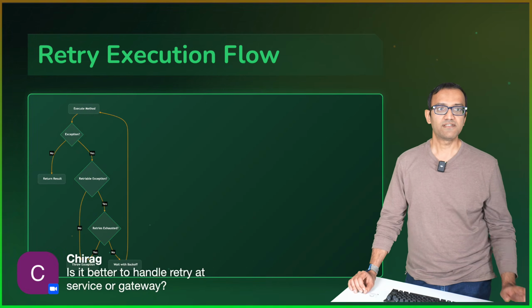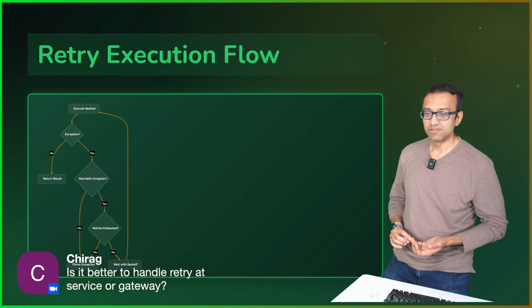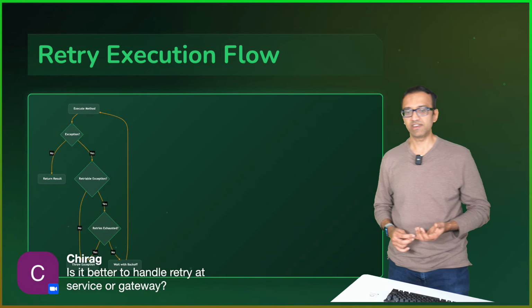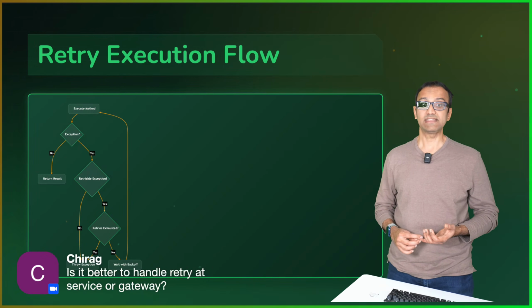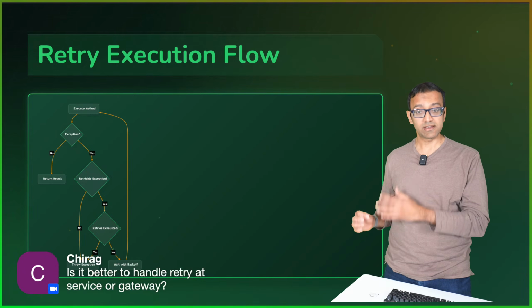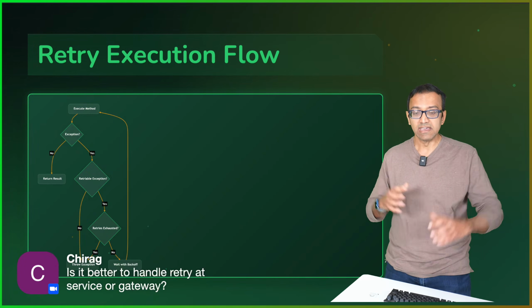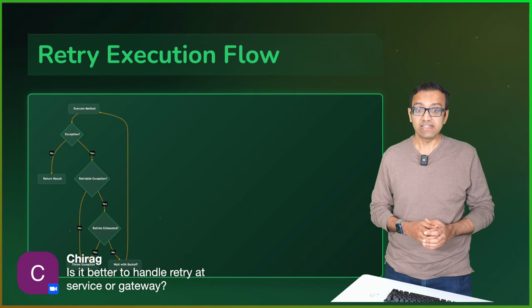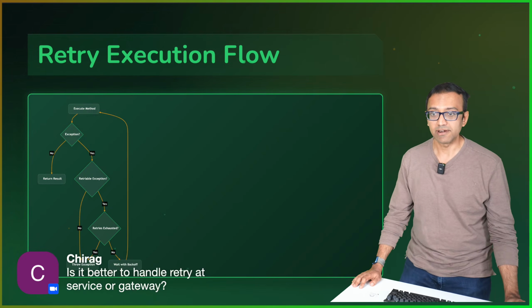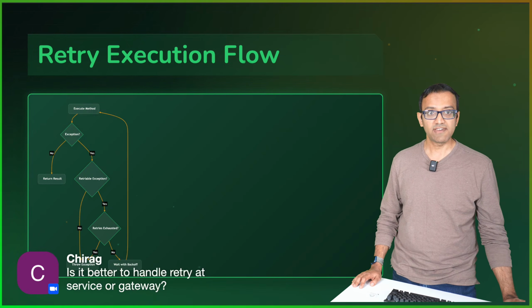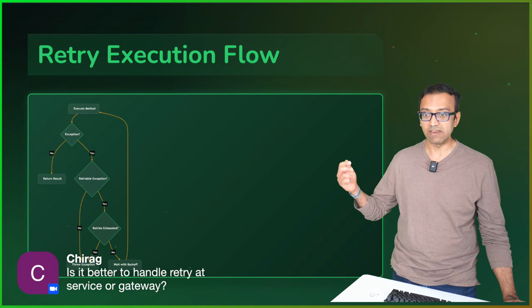Is it better to have handled retry at a service or a gateway? The gateway level is a different type of retry. This is at a method level. You're not even looking at a controller level. You're looking at a method level and saying this particular method needs to be retried. Because think about it, right? You have your controller. Gateway and URLs are basically at a controller or invocation level.